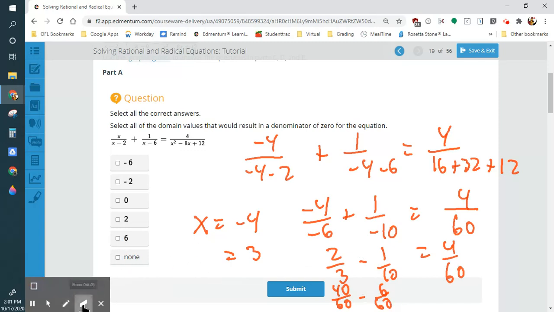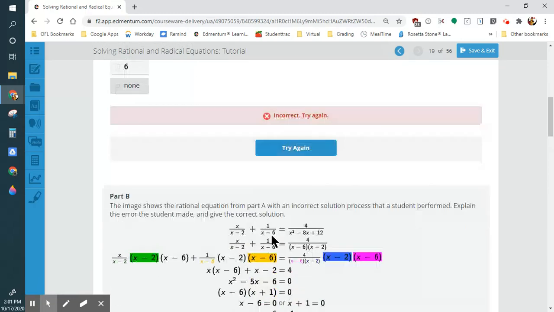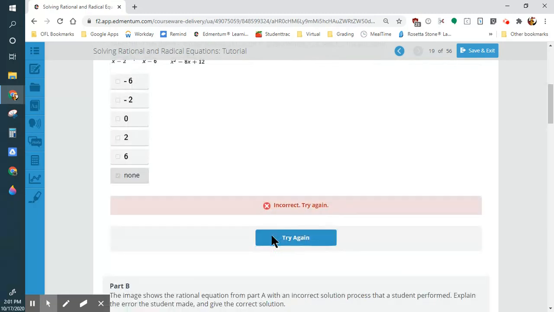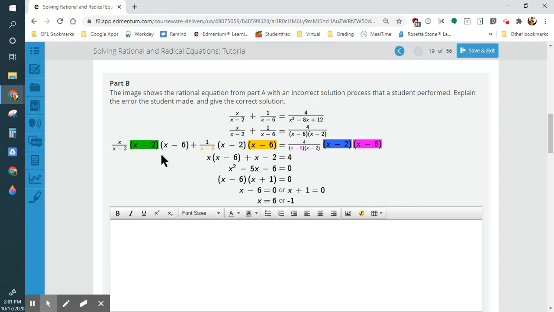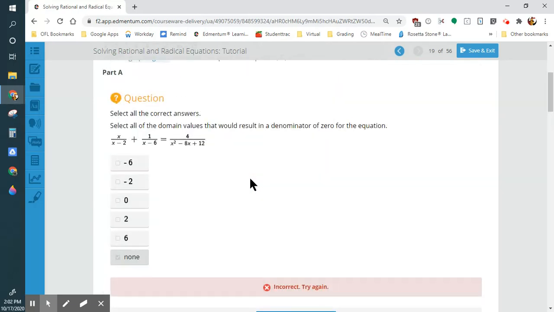We don't even see a 3. So unless I did something really, really wrong, let's see what happened here. Incorrect. Oh, you know what? They even show the work all right here. How did I get a minus 4 then? So if I'm looking here, the image shows the equation in part A is the incorrect solution. So what happened here? So what they're doing here, I must have done something wrong. I'm going to see what I did.